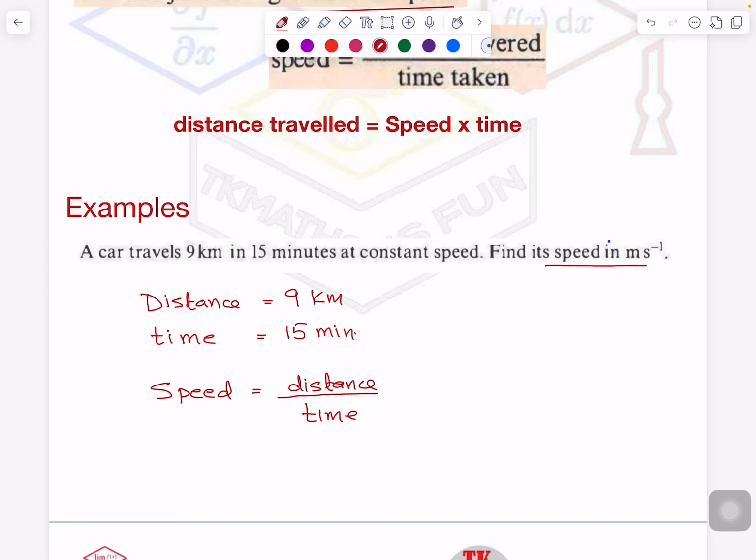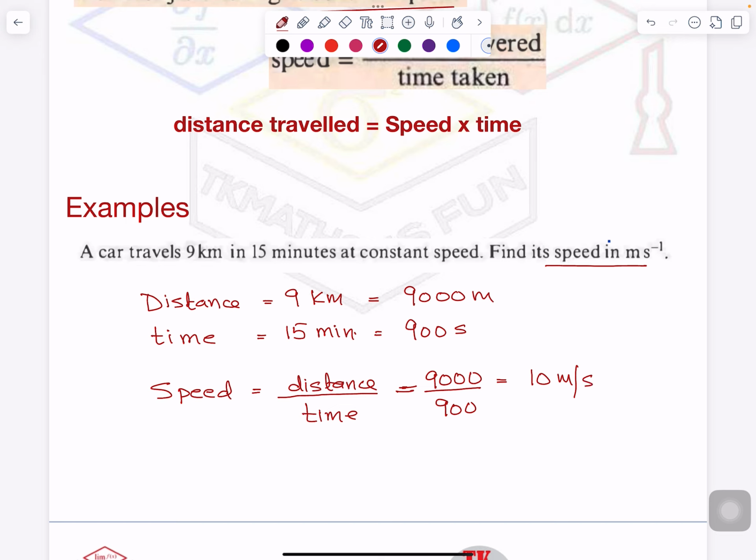Yes, you're right. You will convert 9 kilometers into meters, which is equivalent to 9,000 meters. Similarly, minutes you will convert into seconds. So what is it equal to? Yes, multiplied by 60, you will get 900 seconds. So now to find the speed, you can say 9,000 divided by 900, which is equal to 10 meters per second.